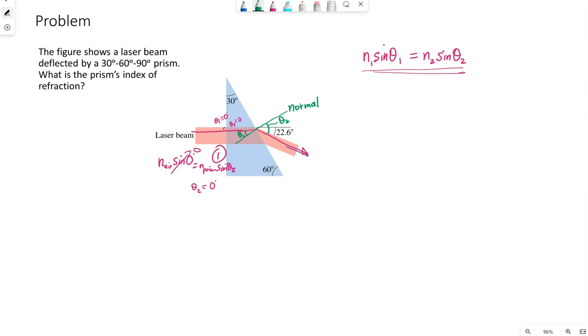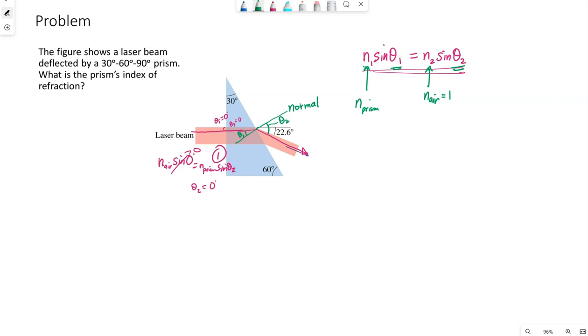N1 for this second surface is n of the prism. That's what the light is originally in. And n2 is n of the air, which is essentially 1. So before we can solve this, right now we have 3 unknowns. We don't actually know theta 2, theta 1, or n of the prism.